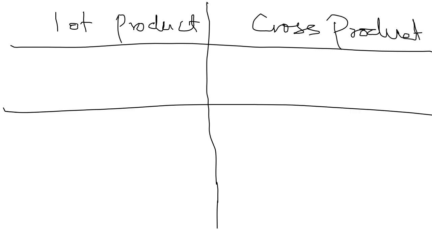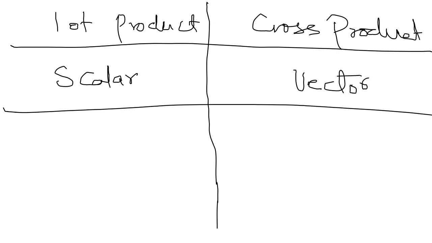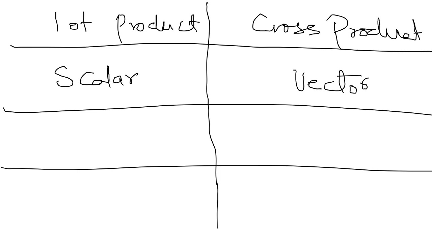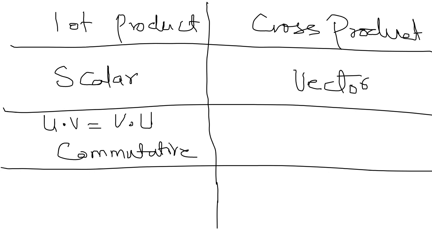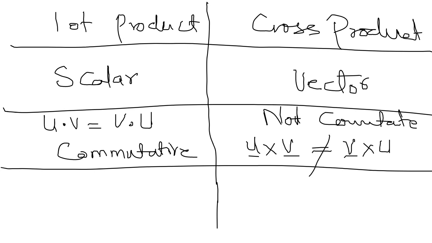So what is the first difference? The dot product of two vectors is a scalar, but the cross product is a vector. Okay, the second important difference is that if you multiply u vector and v vector with the dot product, it is commutative. If you change the vectors, you get the same number. But the cross product is not commutative, because u cross v is not equal to v cross u. Okay, this is the second difference between the dot product and the cross product. Okay, got it?